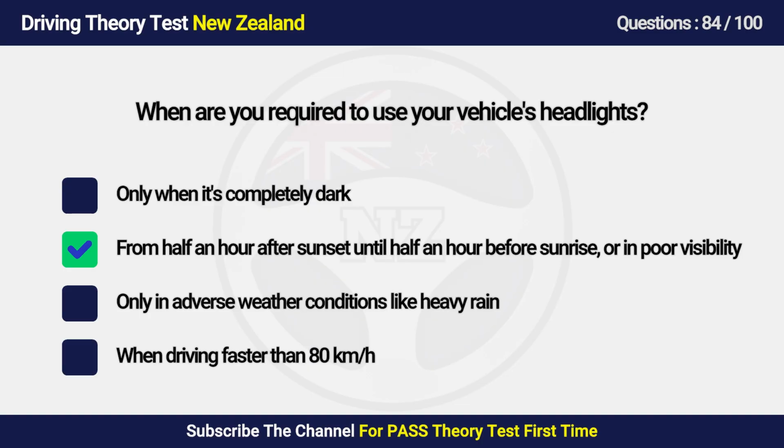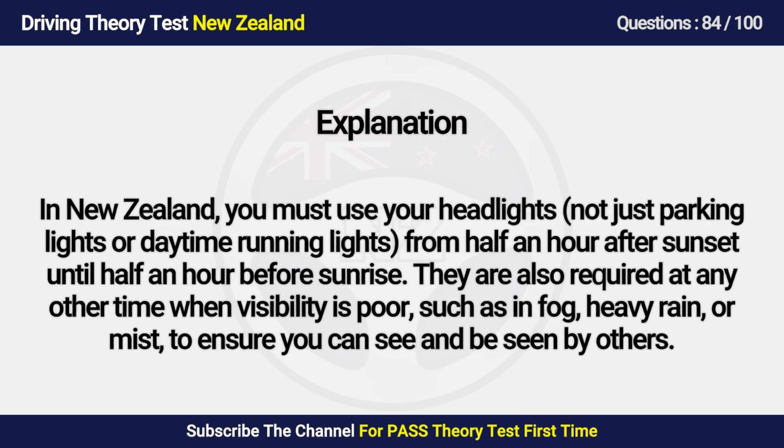Answer is B. From half an hour after sunset until half an hour before sunrise or in poor visibility. In New Zealand, you must use your headlights, not just parking lights or daytime running lights, from half an hour after sunset until half an hour before sunrise. They are also required at any other time when visibility is poor, such as in fog, heavy rain or mist, to ensure you can see and be seen by others.